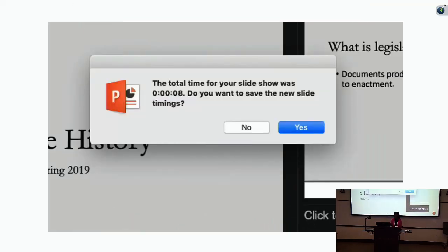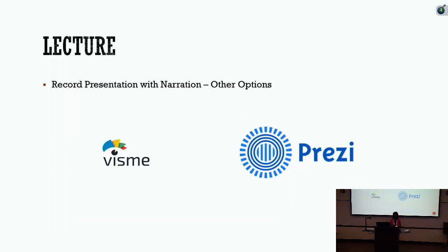The key to that is when you end the show and you save it, it will save over top of any other narration that you've already done. So if you want to use this feature but you want to have multiple versions, you want to save it in a different file name.